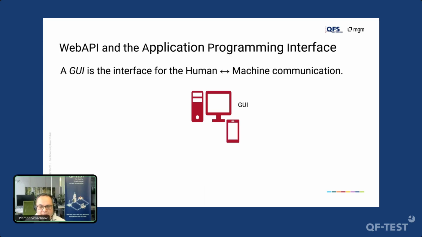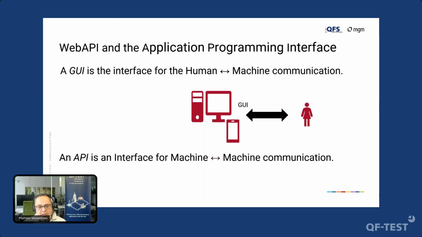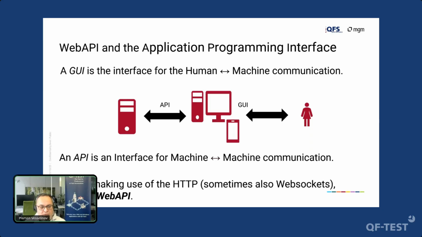graphical user interfaces and what is the difference between testing a conversation between a machine and a machine. And when this conversation happens via API, application programming interface, and when this is done through the network, especially via the HTTP protocol, it's called Web API.